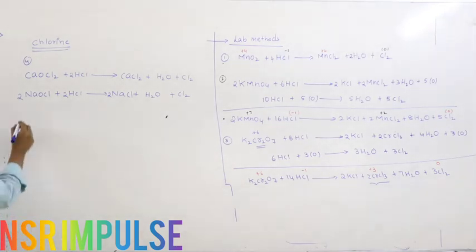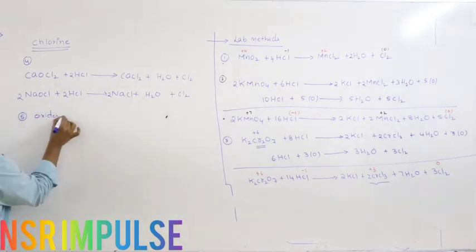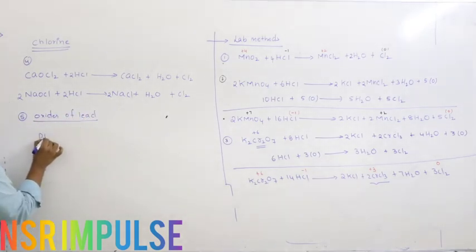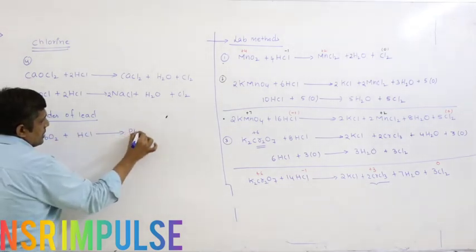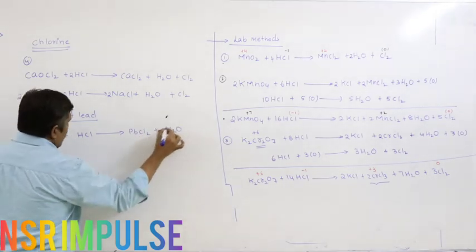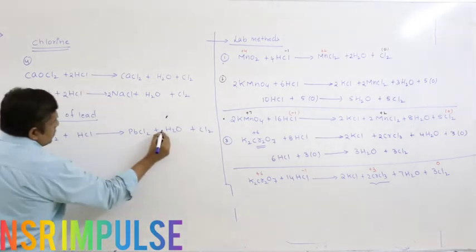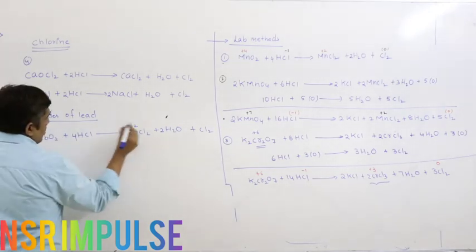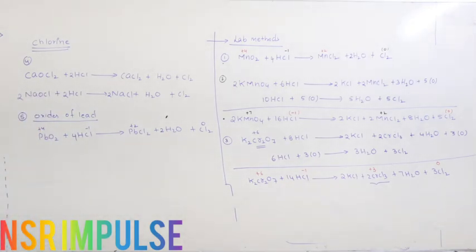Right. So one more we have is oxides of lead. We can use oxides of lead like PbO2 plus HCl, PbCl2 plus water plus chlorine, 2H2O, 4HCl. So lead changes from plus 4 to plus 2, minus 1 to 0. Out of chloride ions, 2 are reduced.